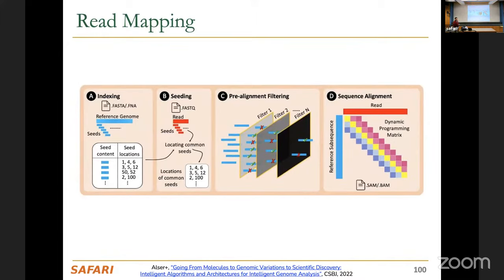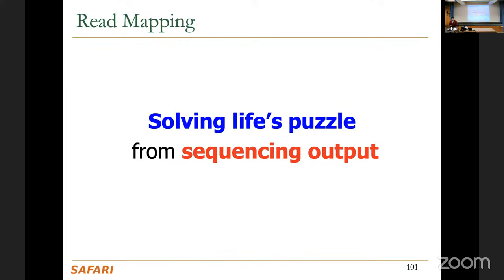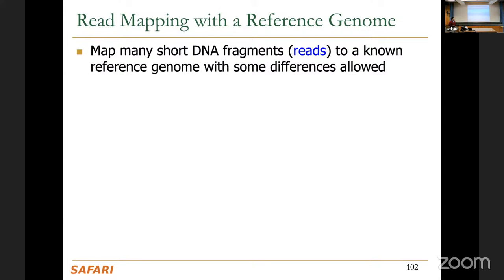To put it in a nice way, what read mapping is trying to achieve is to solve the puzzle of life, which is DNA, from the sequencing output. We're trying to construct these pieces together into one piece again. So essentially, the goal is that we want to map many short DNA fragments, or the reads, to a known reference genome with some differences allowed, right?